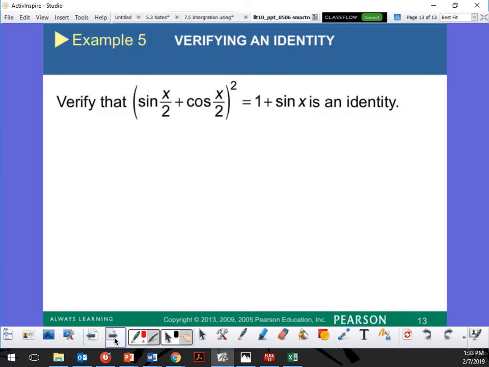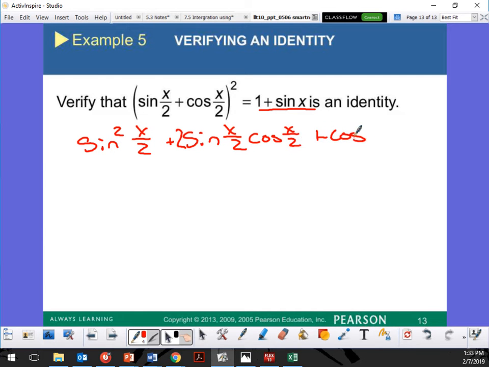So I have all half angles here, but what is this right here? Is that a half angle? No, that is a whole angle, a single angle. So I'm going to distribute what I have here. It's going to be sine squared x over 2 plus 2 sine x over 2 cosine of x over 2 plus cosine squared of x over 2.